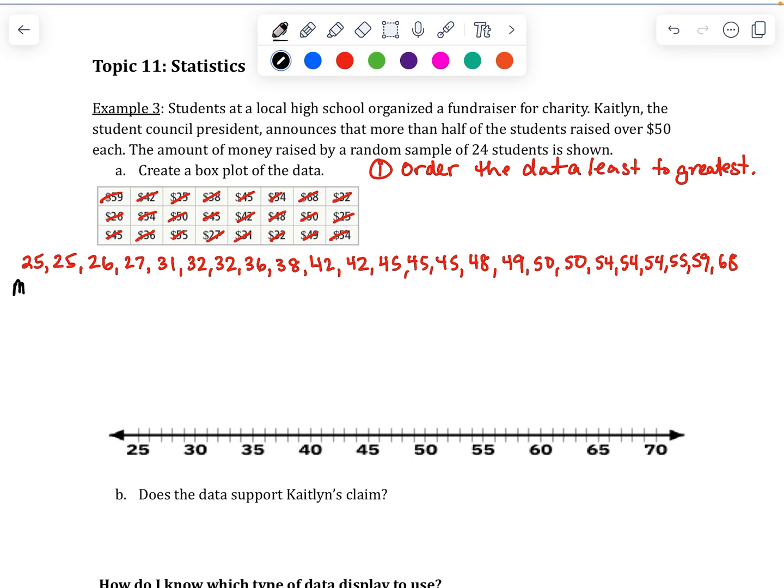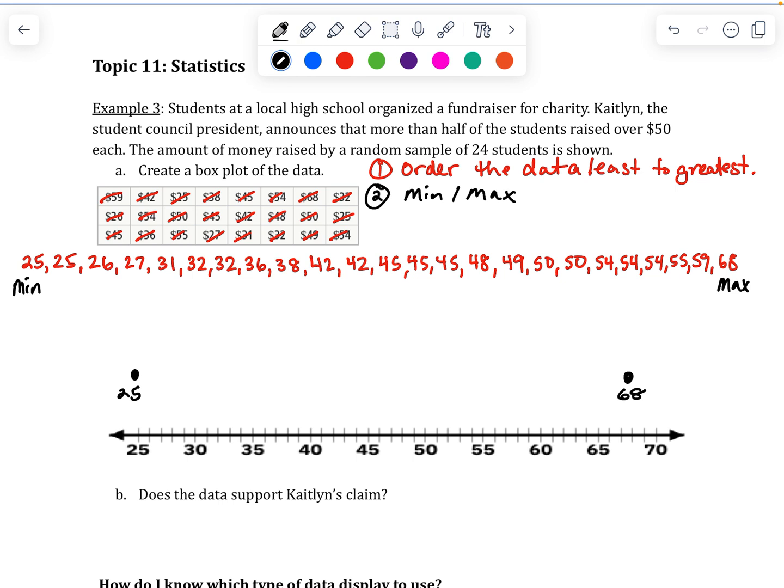Now we got our minimum and our maximum. So that's the second thing. Recognize we need the minimum and max. Okay, we can put those on the graph. So if we start with 25, that's right here. I'm just going to put a dot. And then 68, here's 65, 66, 67, 68. Try and line your dots up, but it's going to be right there. I'll even put it underneath, 25 and 68. Those are our minimum and maximum.